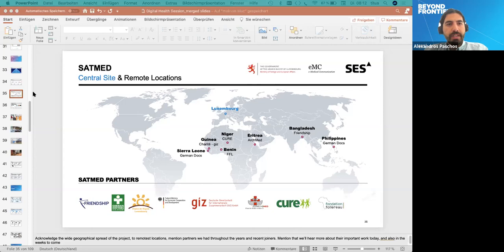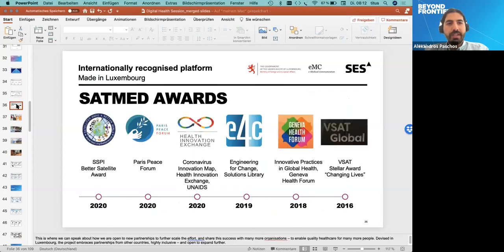In the next slide, we will see some of the awards that have been given to SATMED from 2016 to 2020. And we've also recently been present at the Paris Peace Forum. Out of 800 projects, SATMED was one of the selected ones to exhibit in the Paris Peace Forum. And we also got various awards, also from the satellite industry, but also from various digital health forums that are taking place. Next slide, please.